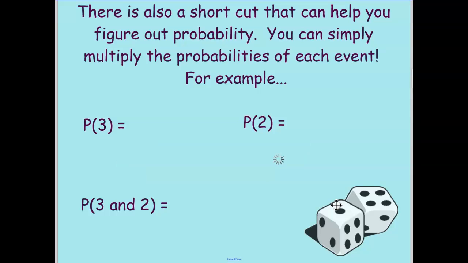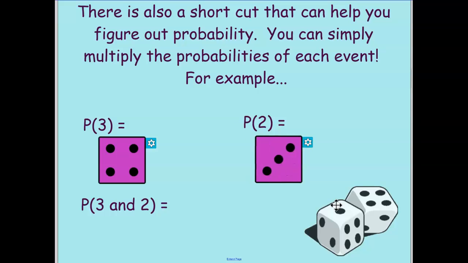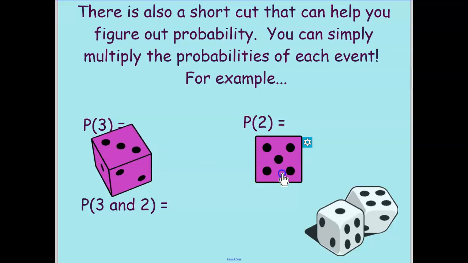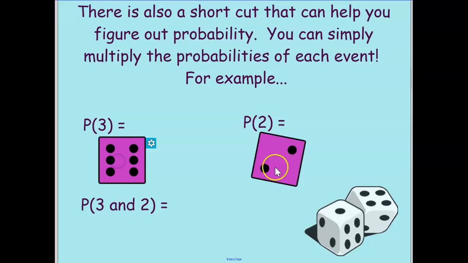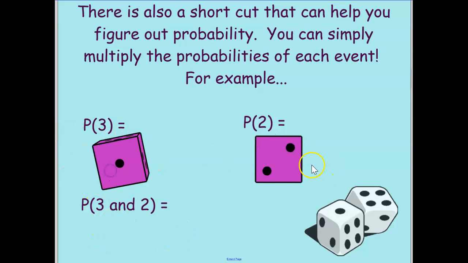All right, so what if instead of wanting to know just the number of outcomes, I want to know a specific probability? There's a little shortcut for that too. I'm just going to multiply the probabilities of each event together. So what if I want to know the probability of rolling a 3 and a 2?